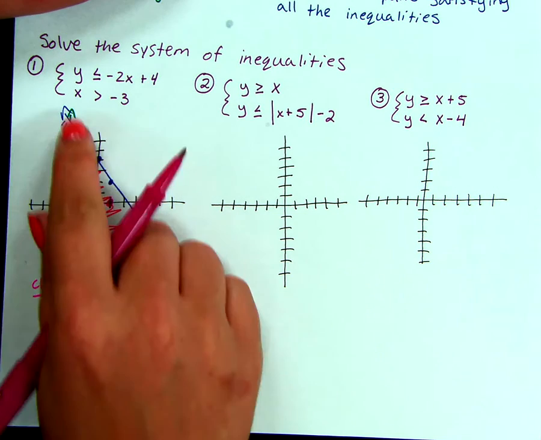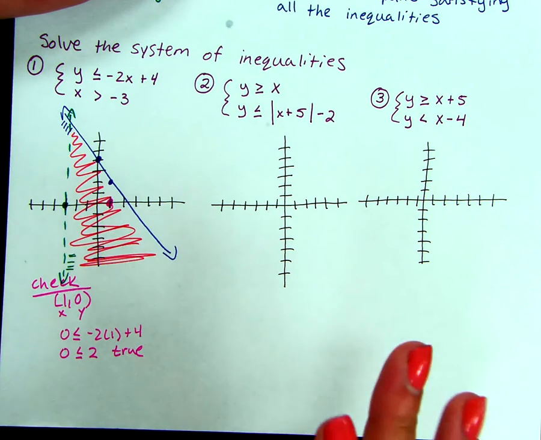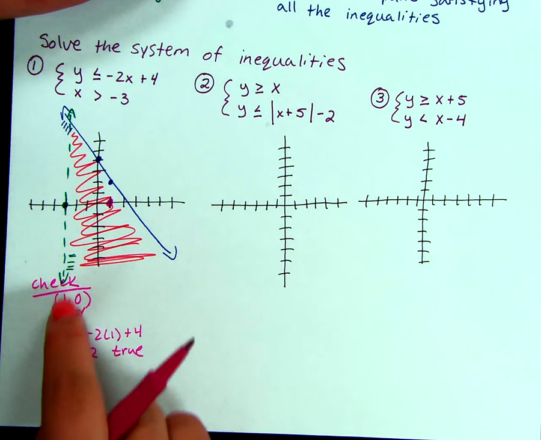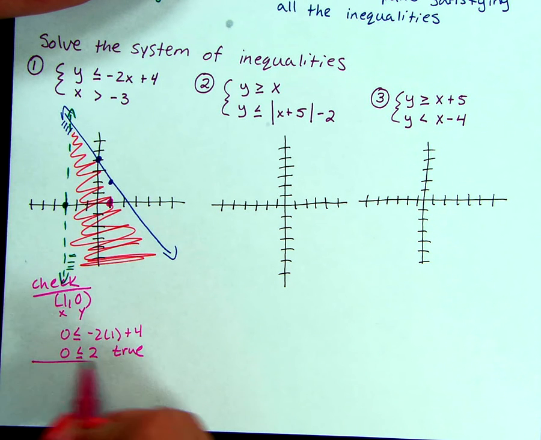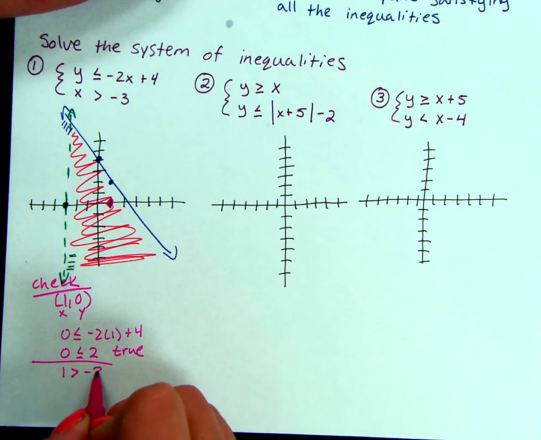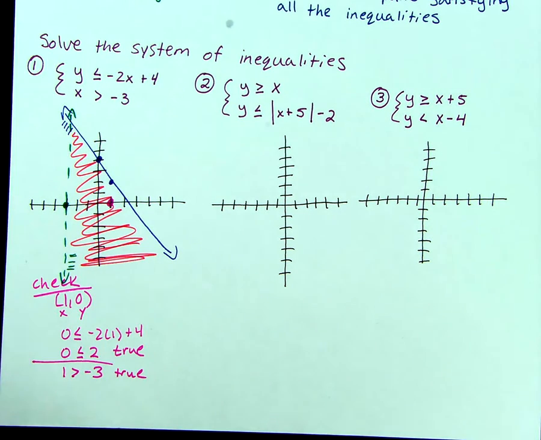And then it also has to satisfy this one. There's not a y to substitute into, so we only care about the x. So I'm going to put 1 into the x. This is for our second equation. So we would have 1 greater than -3. Again, this is a true statement. So both of my inequalities are satisfied. So I know that I shaded in the right spot.